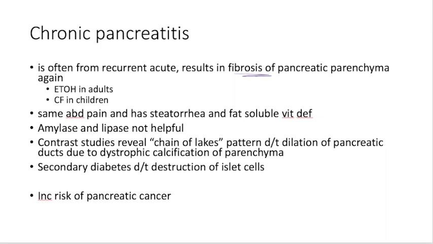Your enzymes will not help in diagnosing this. And if you grab a CT, it looks like a chain of lakes pattern in the pancreas due to dilatation of the pancreatic ducts due to the dystrophic calcification. You also can get a secondary diabetes due to the destruction of the islet cells with chronic pancreatitis. Also increases the risk of pancreatic cancer.